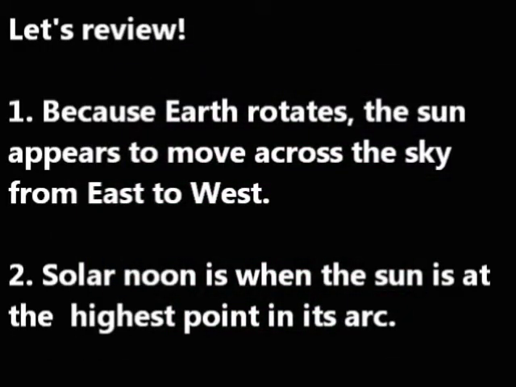Let's review. Number 1. Because Earth rotates, the sun appears to move across the sky from east to west. Number 2. Solar noon is when the sun is at the highest point in its arc. Now, this basic model becomes more complicated for two important reasons.